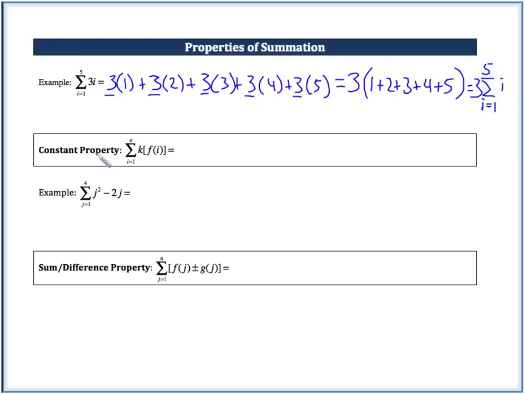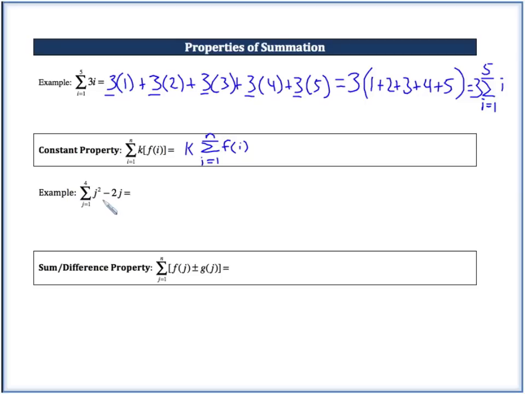Okay, so the point is the constant property says the sum, as i goes from 1 to n, of k, a constant, times some function of i is going to equal that constant times the sum, as i goes from 1 to n, of that function f of i. In other words, when you see a constant times a function, you can factor out that constant and then take the sum. So it makes your multiplication and addition a little bit easier.